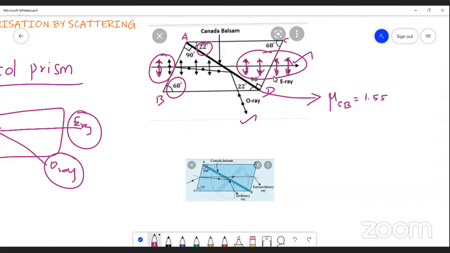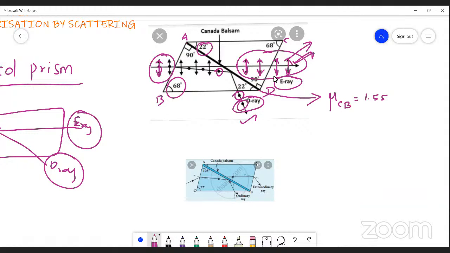This allows only one vibration along the direction parallel to the plane of the paper. This vibration is perpendicular to the plane of the paper. The ray perpendicular to the plane of the paper is called the ordinary ray. And the vibration parallel to the plane of the paper is the extraordinary ray.